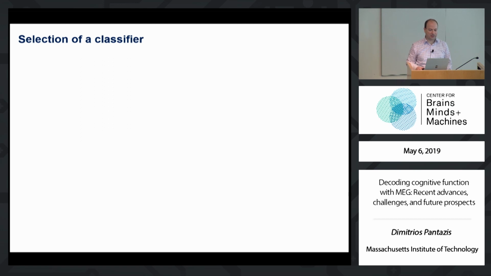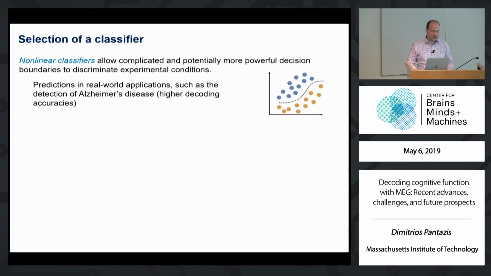Another conceptual issue is the selection of the classifier. Which classifier do we want to use? In this case, there are nonlinear classifiers which design boundaries that can be highly nonlinear, though this one is not that much, but you can imagine any kind of nonlinear patterns that may not be realistic for what the brain is doing, but still they may be powerful because these classifiers will give you very high decoding accuracies. Thus, nonlinear classifiers will be desirable for real-world applications, such as, for example, detecting brain diseases, Alzheimer's disease.